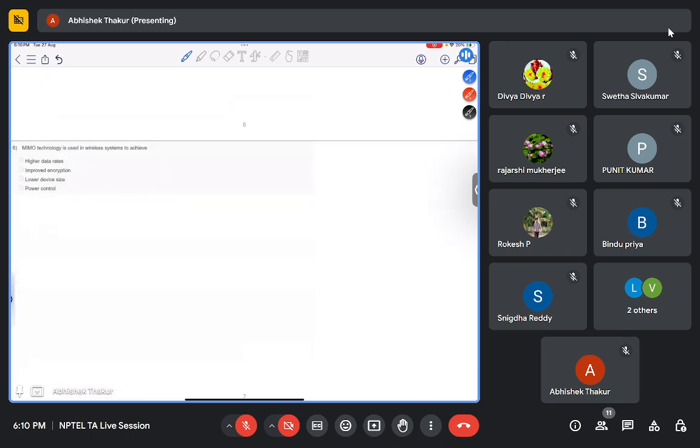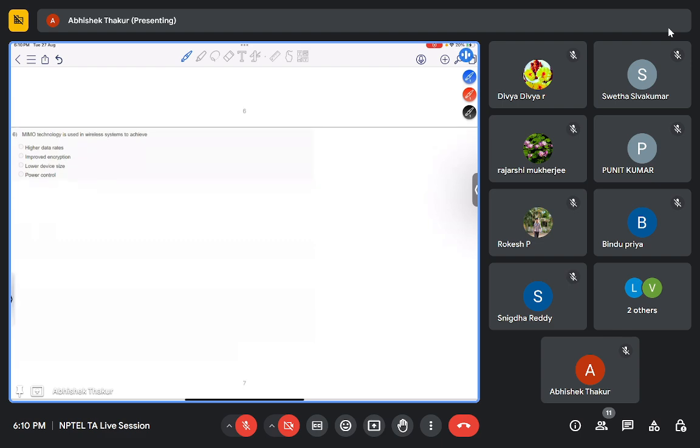Now coming to MIMO technology. MIMO technology is used in wireless systems to achieve what? In MIMO, the full form stands for multiple input, multiple output. There will be multiple antenna arrays in a MIMO system, and all antenna arrays together transmit the signal. So definitely the data rate will increase in the MIMO system. So the correct answer is higher data rates.